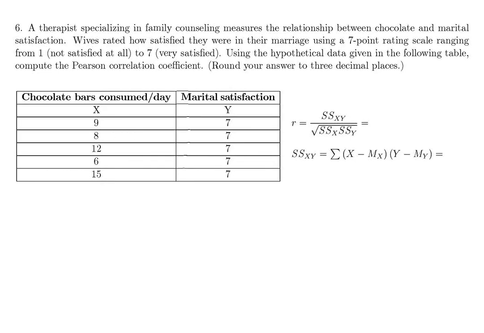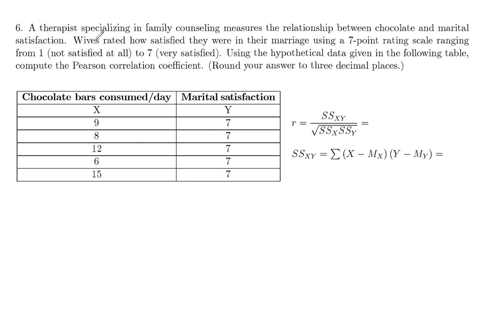We're looking at web assigned homework 7 and problem number 6. They want us to see if there's a correlation between the following data. X, our independent variable, is going to be chocolate bars consumed per day, and Y is going to be marital satisfaction on a Likert scale from 1 to 7.